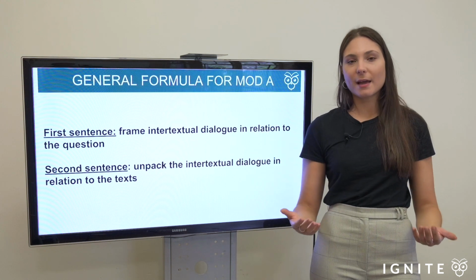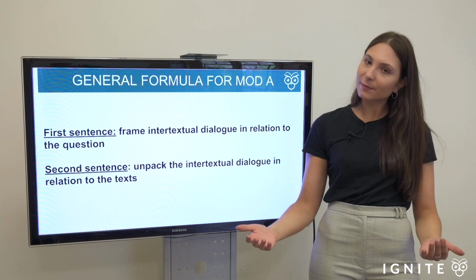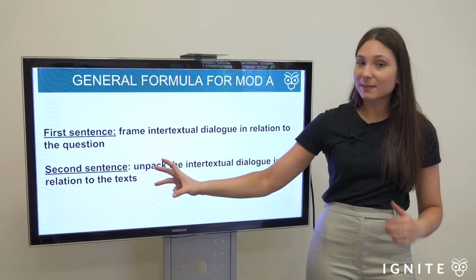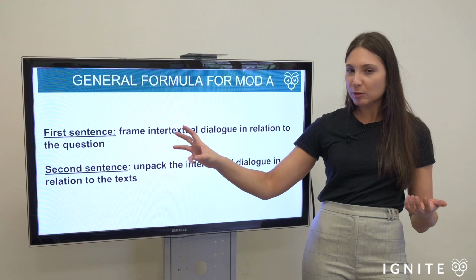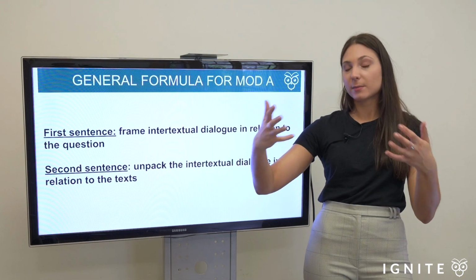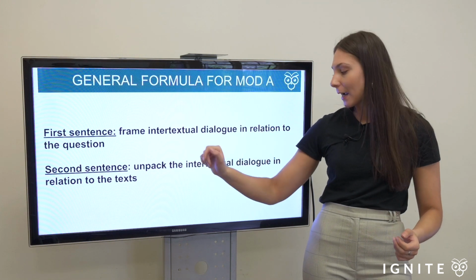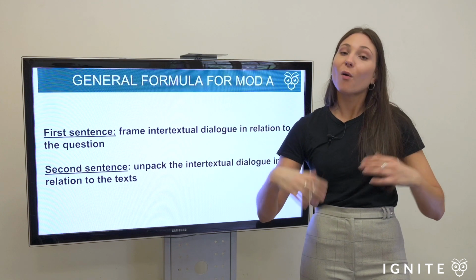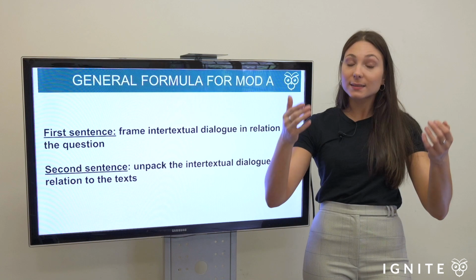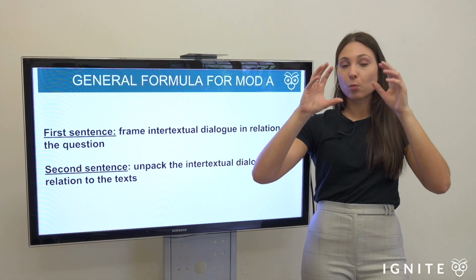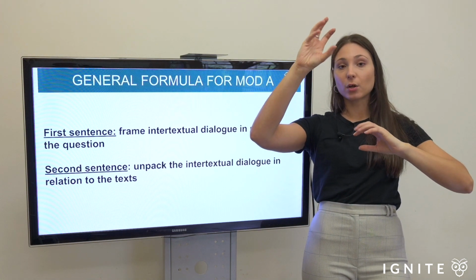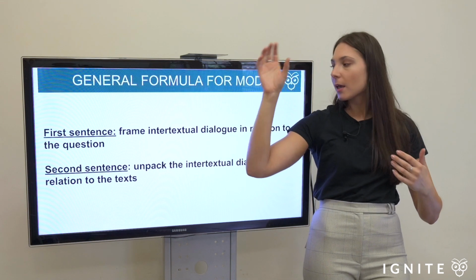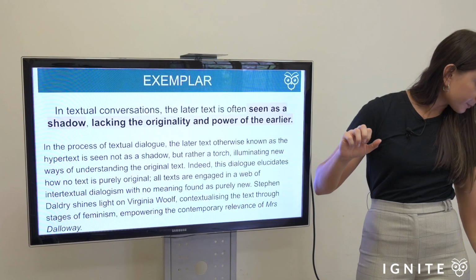You want to deal with how intertextual dialogue opens new ways of understanding texts. And then in your second or maybe even a third sentence, the Module A thesis statements tend to be a little bit lengthier because you're dealing with two texts as opposed to the one. Then you will unpack the intertextual dialogue in specific relation to the text and maybe start to introduce what ideas elucidate the meanings between the texts. So what ideas you would base your paragraphs on to showcase how meaning has been represented between the two texts, right? I'll show you my exemplar now.